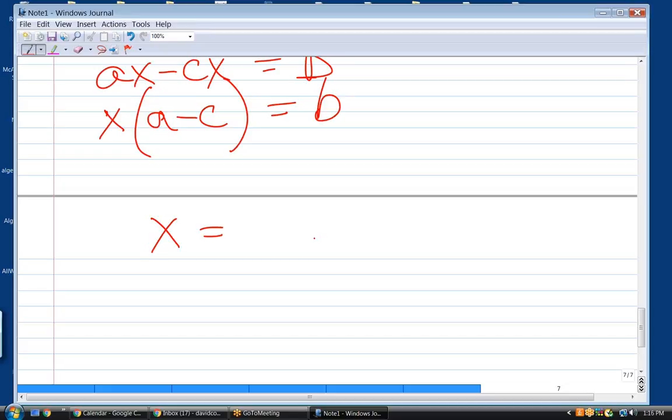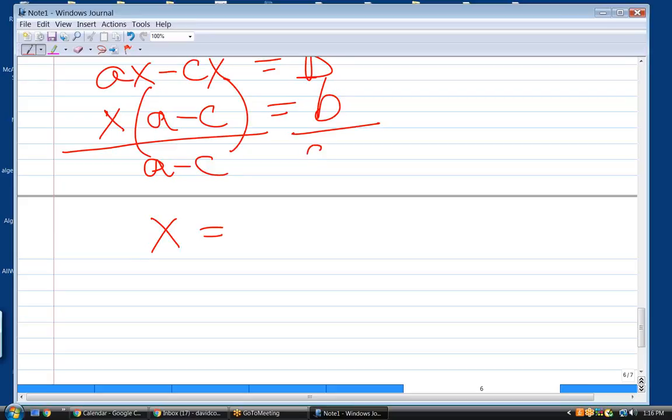What's x being multiplied by right now? A minus c. Okay, so what do we need to do to isolate x? Divide. In other words, I've got to divide both sides by a minus c. So x is equal to b over a minus c.